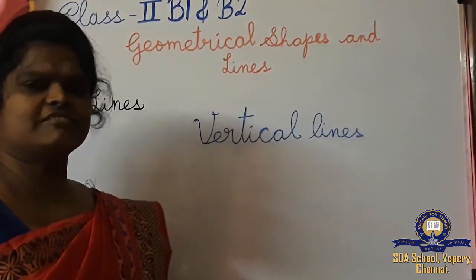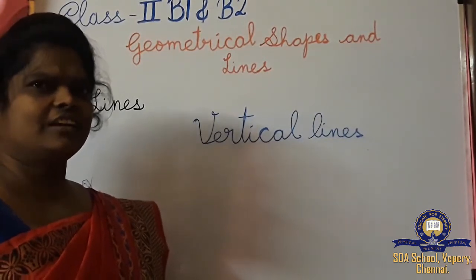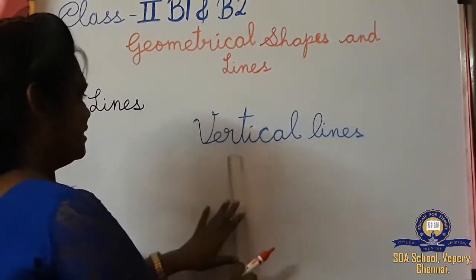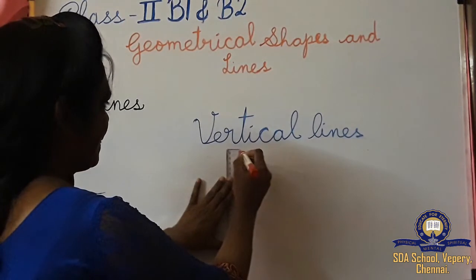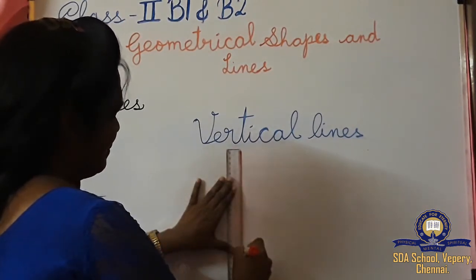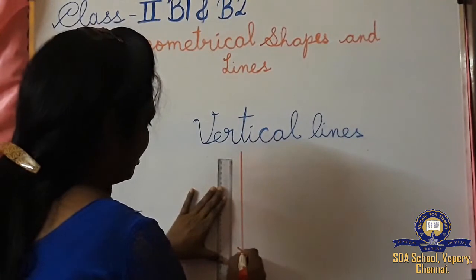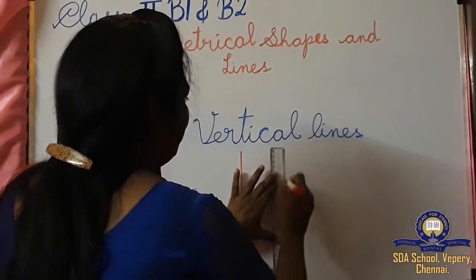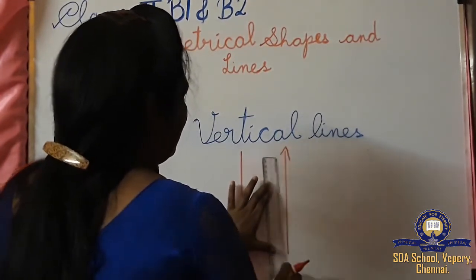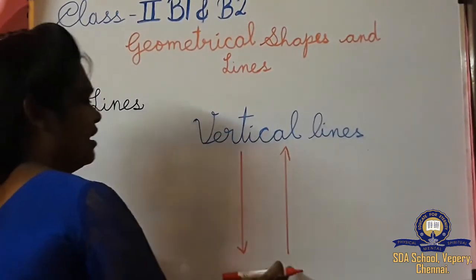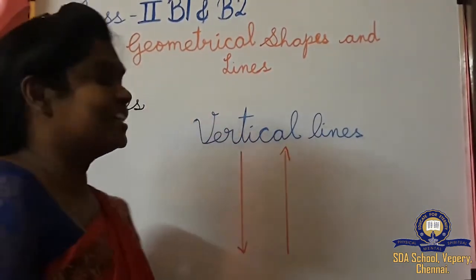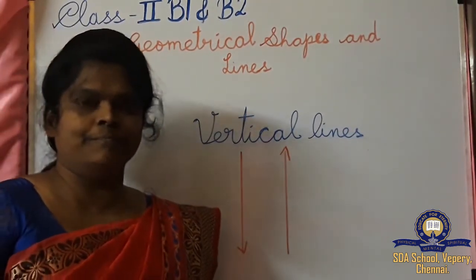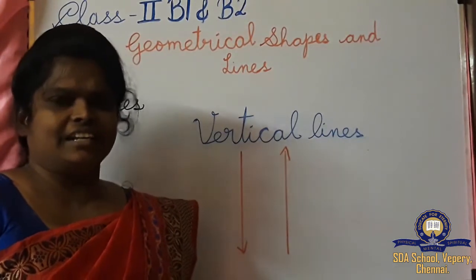Next, we are going to learn the vertical line. The vertical line goes up and down, and down to up. Here you can see the vertical line I am drawing. Up and down. From up, it comes down straight. Now, one more line I am going to draw from down to up. It's a vertical line. Another name, we can say it is a standing line. It is a standing line.